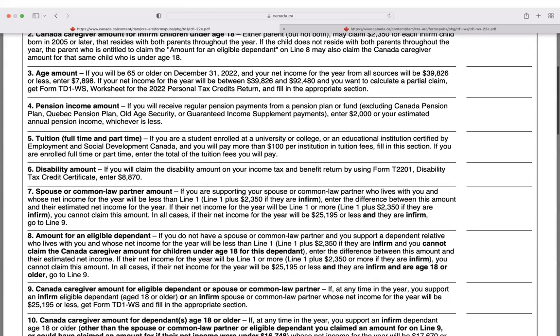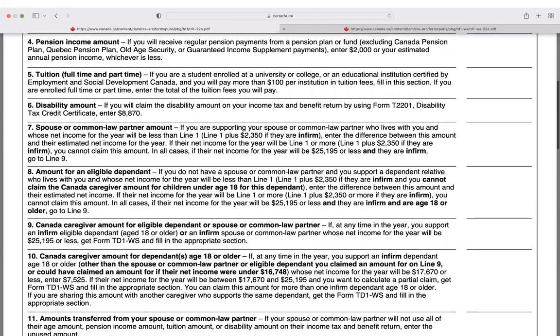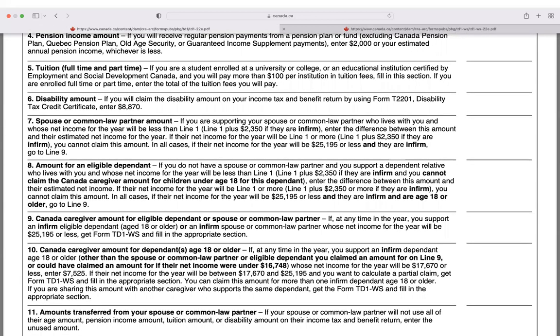Number six, disability amount. If you claim the disability amount on your income tax and benefit return, you are going to use form T2201, Disability Tax Credit Certificate. So you enter $8,870.